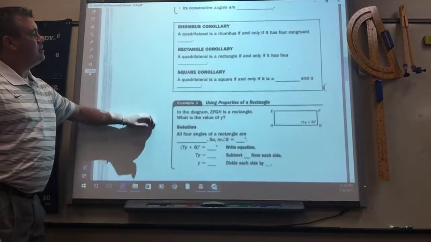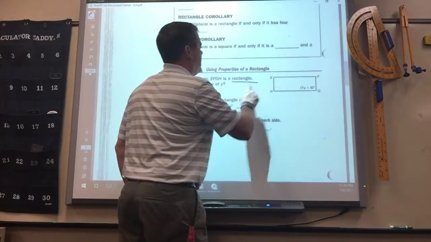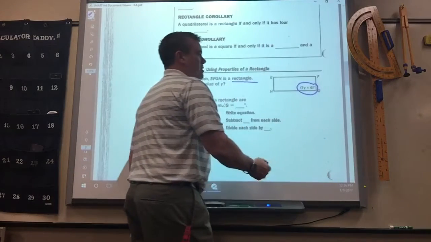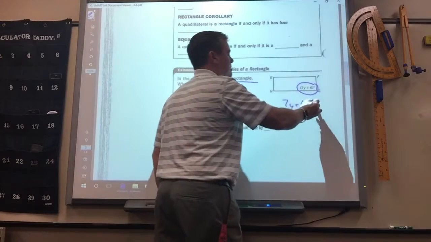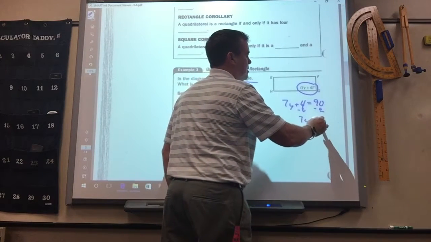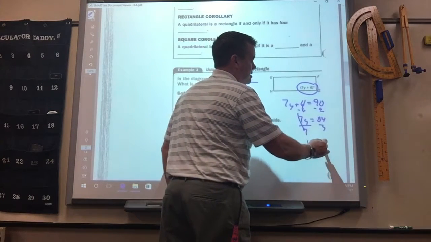Alright, so we already did all this stuff. So again, they tell us it's a rectangle. So what do you got to do to figure out what that angle is? It's got to equal 90 since it's a rectangle. So we just subtract 6, divide by 7, and that is 12.